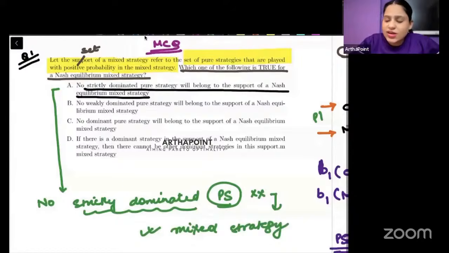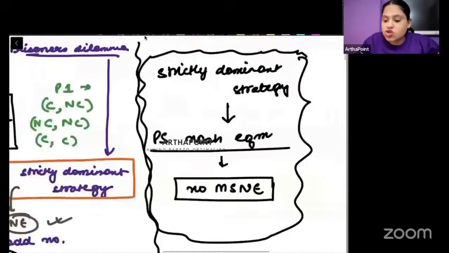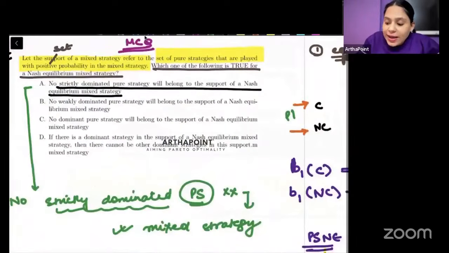So can you understand, this is talking about strictly dominated, not dominating. The first option is saying what happens when a strategy is getting dominated.